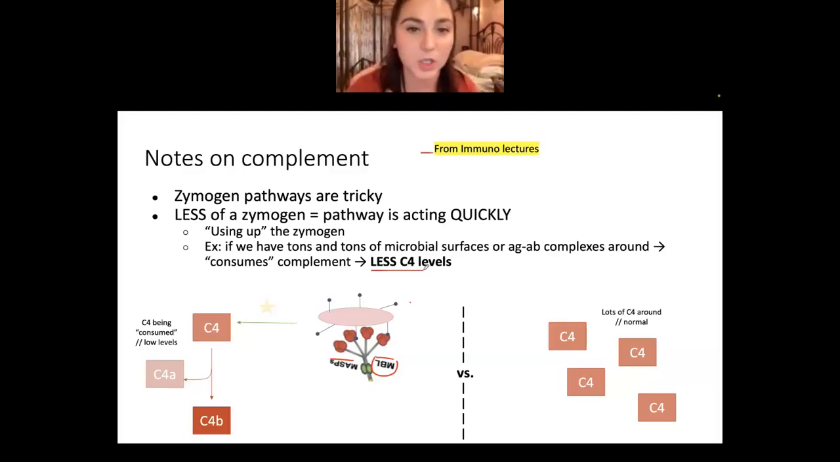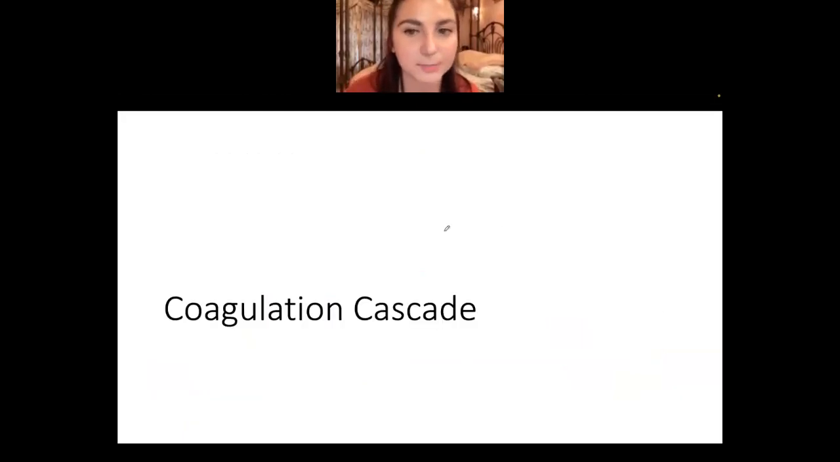This is normal. This is good. We want less C4 because that means it's going through. The pathology would be if you had high levels of C4, or normal levels of C4 when you shouldn't. That means it's not progressing through. And we'll tie this into a PT and a PTT when we talk about the coagulation cascade.